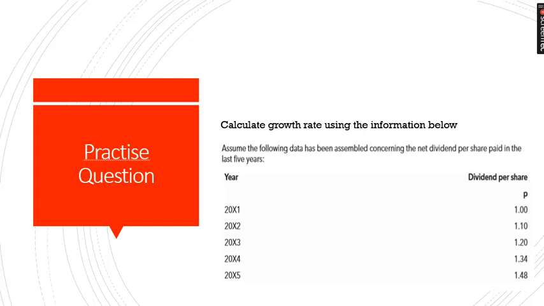Okay. There's another. So for 2 minutes, I'll give you this exercise. You have to do it in Excel. So assume the following data has been assembled concerning the net dividend per share paid in the last 5 years from 2021 to 2025. So these are the dividends here that are paid. So calculate the growth rate. Can you do it? 2 minutes is enough, in Excel.